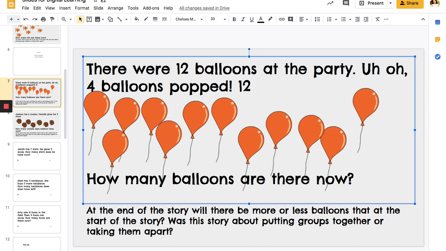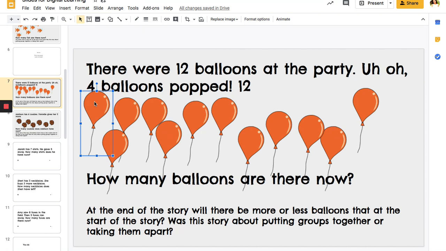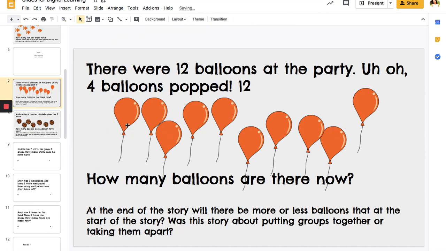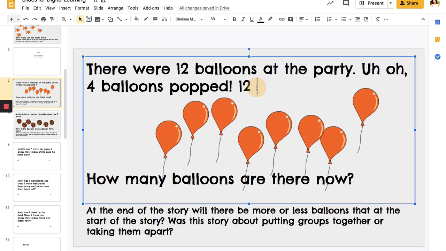Okay, so we have 12 balloons. 4 balloons go away. They pop. So with me, let's pop 4. 1, 2, 3, 4. They went away. They popped. So when we take away, or when some things leave, they walk away, they fly away, they break, they pop, we are going to subtract. So we're going to have to take away from the 12. We're going to take away, how many are we going to take away, boys and girls? 4, because we had 4 that popped, right?